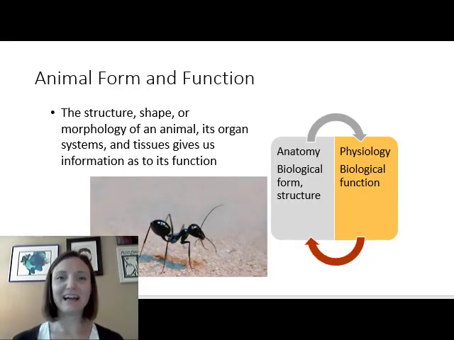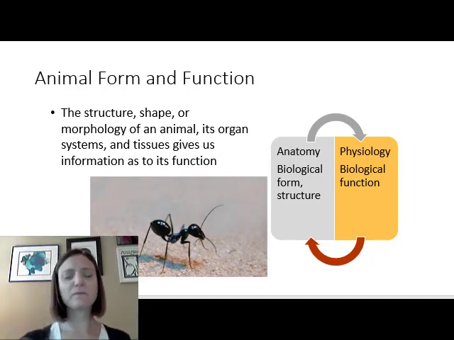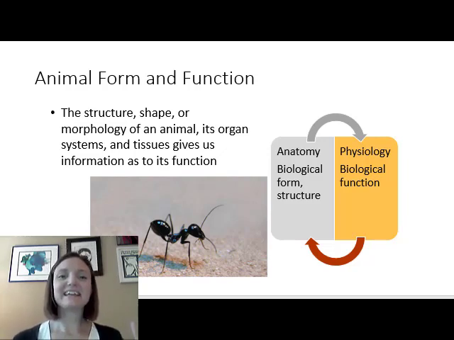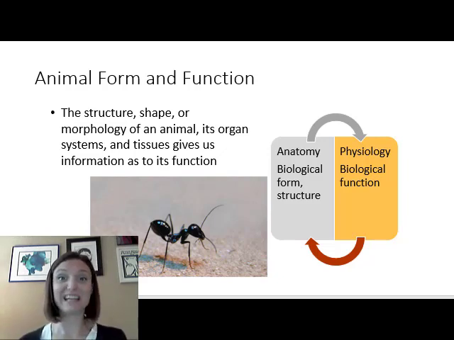So when we think about anatomy and physiology, anatomy is the study of the structure, the physical form of a part of an animal or a plant, but we're focusing on animals in this unit. Versus physiology is the function of that specific part of the animal. And the way certain parts of an animal are structured, its form, can give us clues as to its function, as to what role it plays, right?